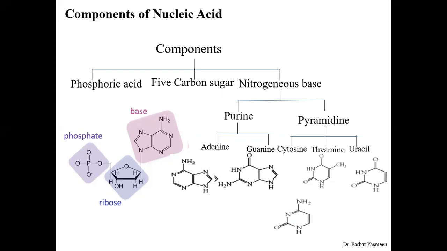RNA. While in case of DNA, cytosine and thymine are present, while in case of RNA, cytosine and uracil are present. Adenine always pairs with thymine in case of DNA, while in case of RNA, adenine pairs with uracil, while guanine always pairs with cytosine in nucleic acid.